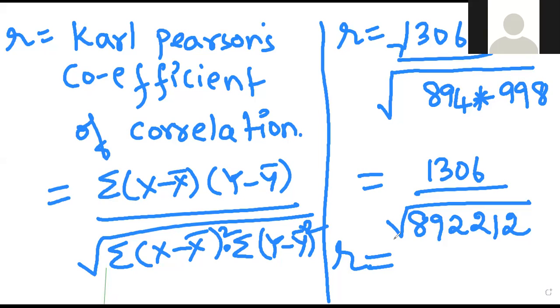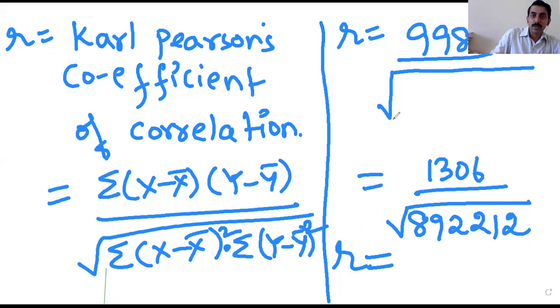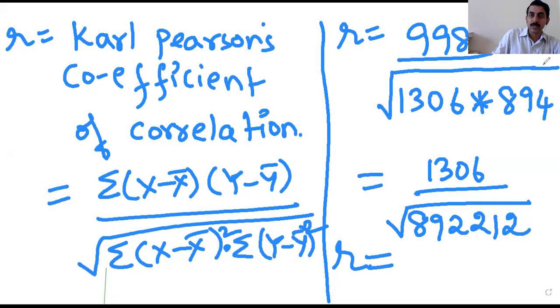Sir, summation of x minus x bar and y minus y bar is 998, sir. Sir, you written wrong value, sir. Right. 998 divided by, correct, square root of 998 into 1316. Last column was 990. Yes, sir. 998 should be divided with 1306. Is it right? What I wrote, is it right? 1306 into VP. Correct, sir.